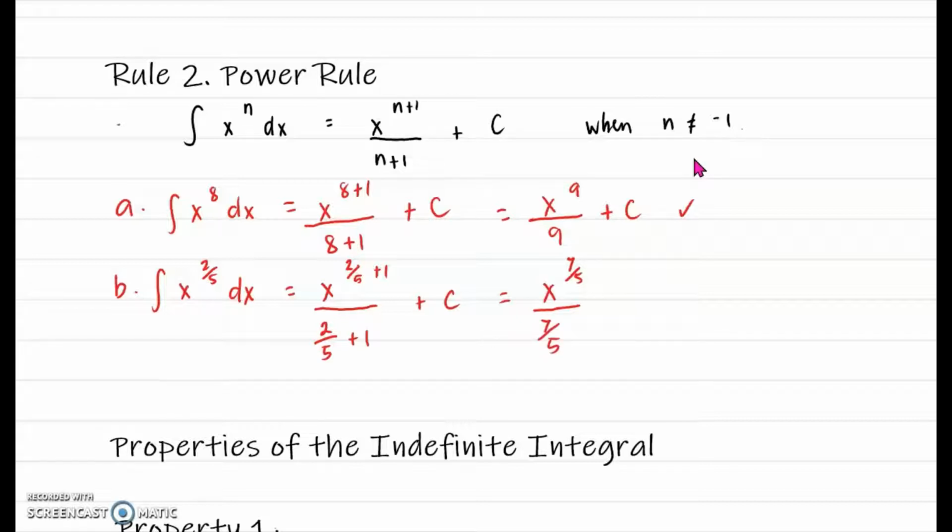Since we are now dealing with a complex fraction, let's rewrite it. That would be now equal to x raised to 7 over 5 times the reciprocal of our denominator, which is 5 over 7, plus c. Simplify. Our final answer now would be the 7th root of x raised to 5 over 7 plus c, and that's our final answer.